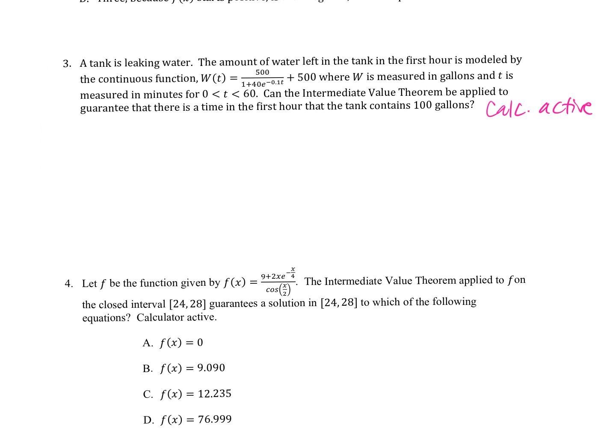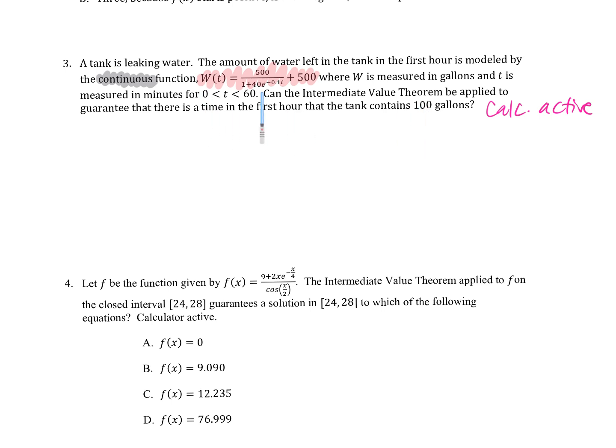The tank is leaking water. The amount of water in the tank is modeled by this function, plus 500. Don't forget about that plus 500. Between 0 and 60, and look what word they also gave us: it's continuous. That's necessary. Can the Intermediate Value Theorem be applied to guarantee that there's a time in the first hour, 0 to 60 minutes, that the tank contains 100 gallons?